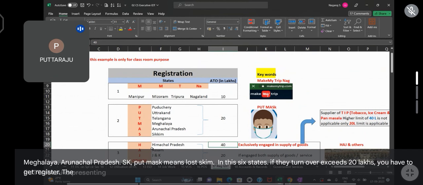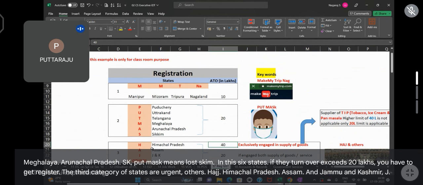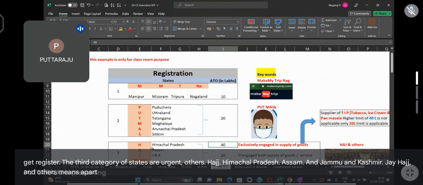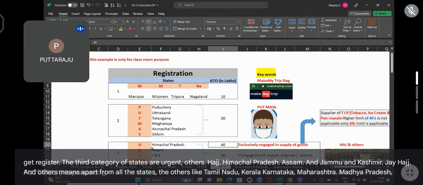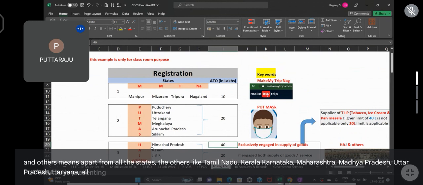The third category of states are Hajj and others: Himachal Pradesh, Assam, and Jammu and Kashmir. Hajj and others means apart from all these states, the others like Tamil Nadu, Kerala, Karnataka, Maharashtra, Madhya Pradesh, Uttar Pradesh, Haryana, all those come under other states.